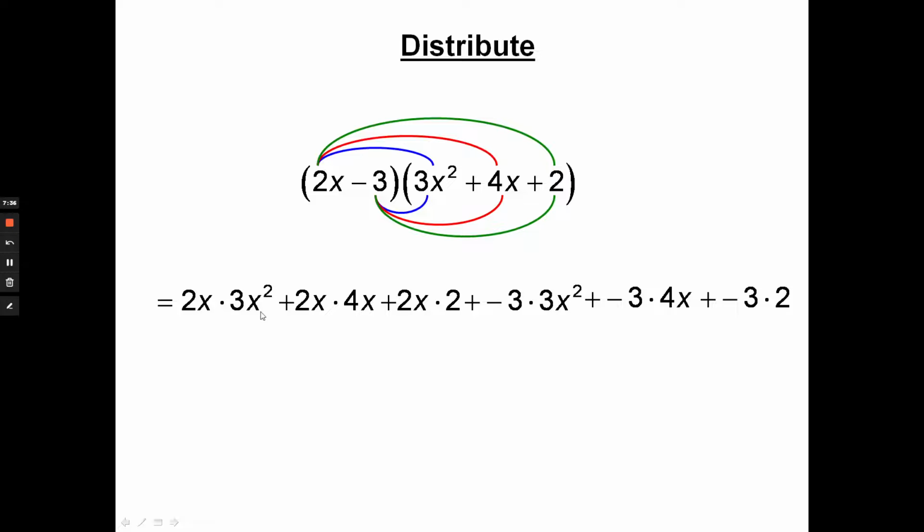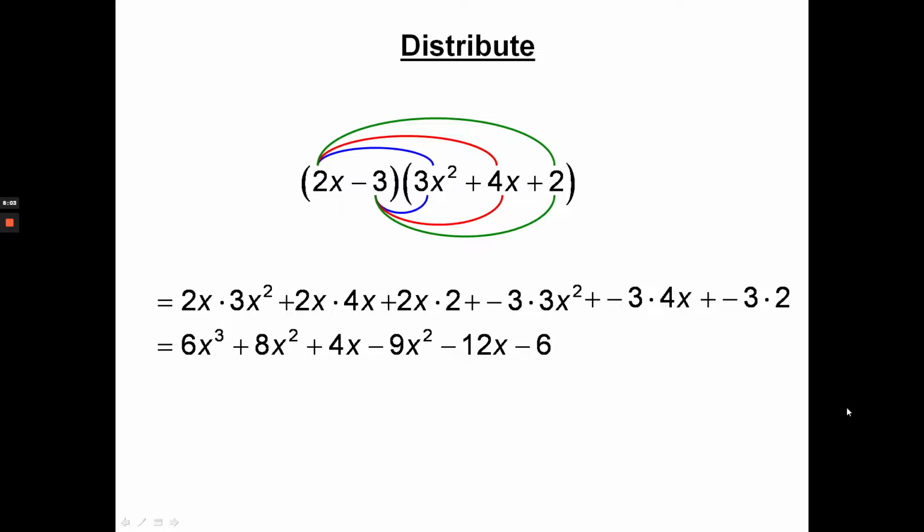And again, you can do this in your head. Just be careful doing it. So 2x times 3x squared is 6x cubed. 2x times 4x is 8x squared. 2x times 2 is 4x. Negative 3 times 3x squared is negative 9x squared. Negative 3 times 4x is negative 12x. And negative 3 times 2 is negative 6.